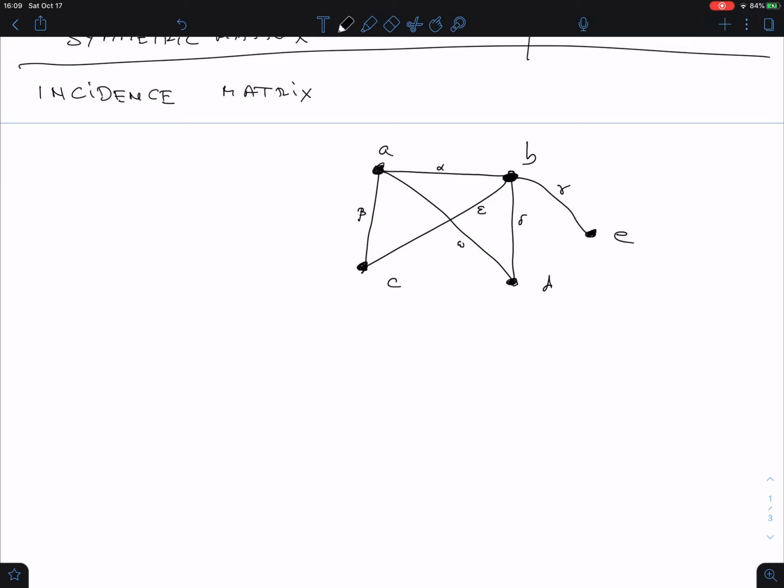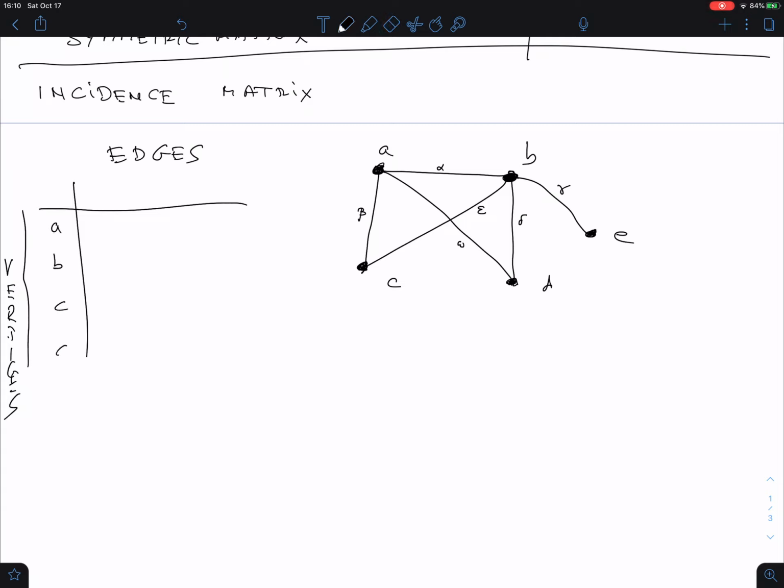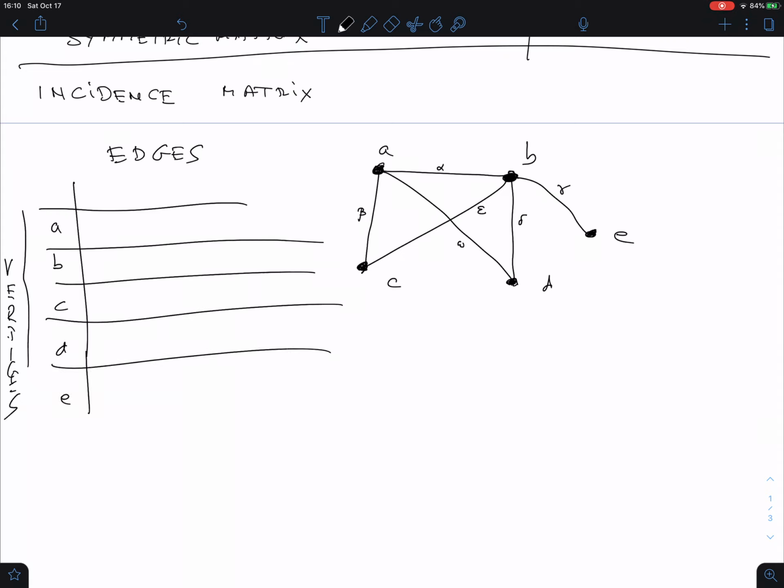Okay, so how am I going to use this? The convention is that we're going to make a matrix again, but here these are going to be the vertices, and these are going to be the edges. So the edges here, let me give some space so that I can write them. This is now somehow no longer symmetric, right? We have A, B, C, D, and E. There are still 5 vertices, but we have more edges. Normally there are more edges than vertices, right?